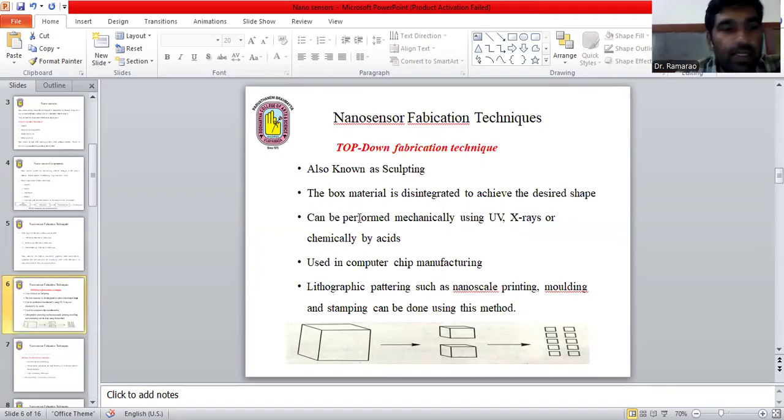So it is also known as sculpting. The bulk material is disintegrated to achieve the desired shape. This process can be done either mechanically using UV light, electron beam, X-rays, or chemically using acids. This technique is employed in computer chip manufacturing. Lithographic patterns, such as nanoscale printing, molding, stamping, can be carried out using this top-down fabrication technique. The below one is the fabrication technique block diagram.